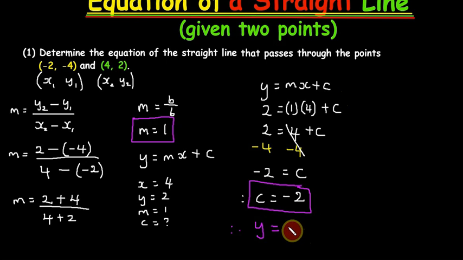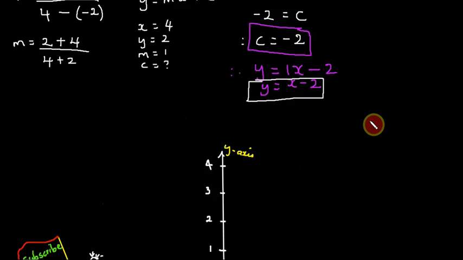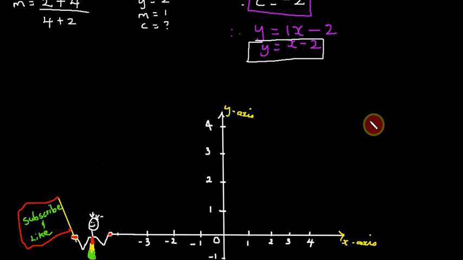So y is equal to, our gradient is 1 and our c is minus 2. So since we know that the coefficient of x is 1, we just simply rewrite it as x minus 2. So this is our equation of the straight line that passes through these 2 points. Good. So let us use this in order to make sense of what we have.